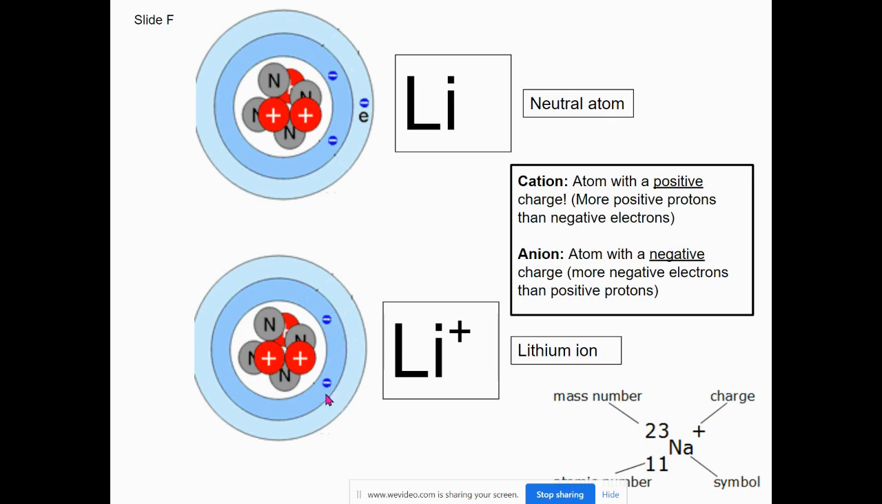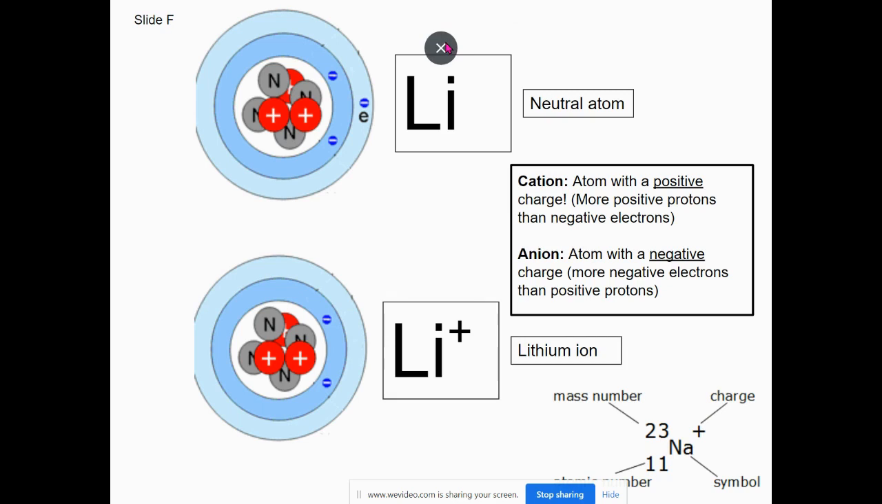If we think about that, I have 3 positive charges and 2 negative charges. So what does that give me overall? It gives me a +1 charge. I have 1 more positive proton than I have electrons. So I'm just comparing those two.